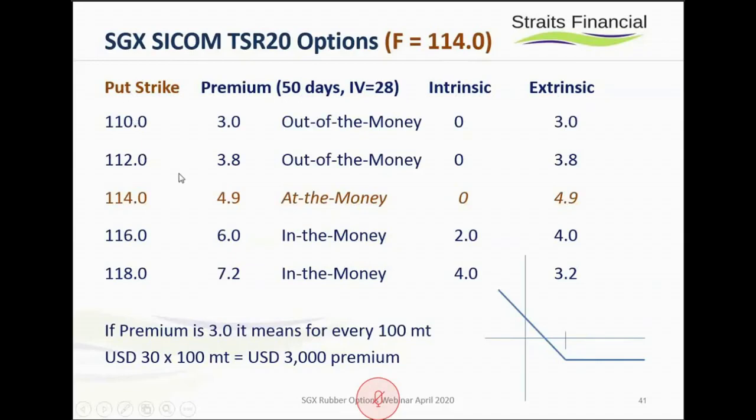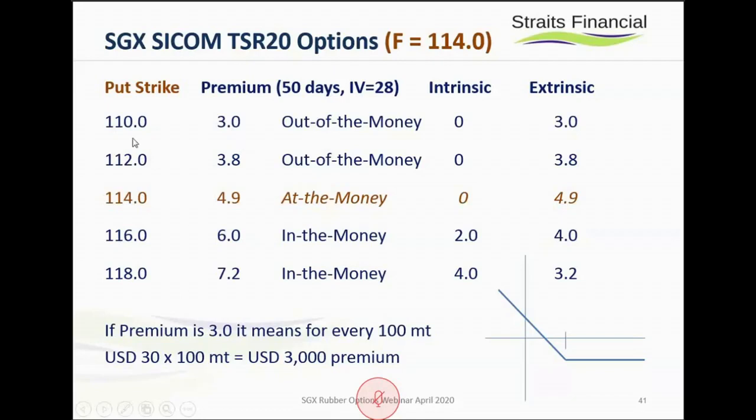A put option is when you buy an option, you expect the market to go down. And again, you pay the premium. All right. At 114 futures price, at strike price 114, the premium is 4.9, almost 5. We call it an at the money option. Why? Because the strike price and the futures price are the same. But when the strike price is higher, the premium gets expensive. So the put option is actually the opposite of the call option. In the money options, the strike prices are higher. Out of the money options, the premiums are lower.